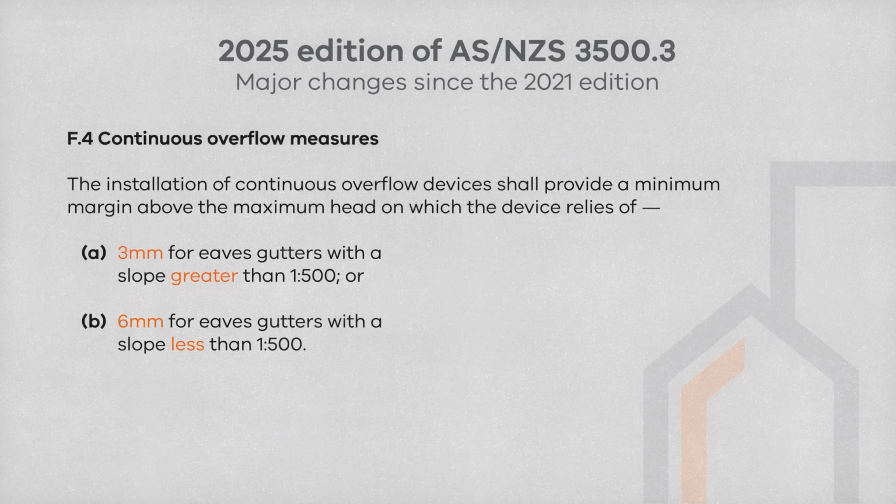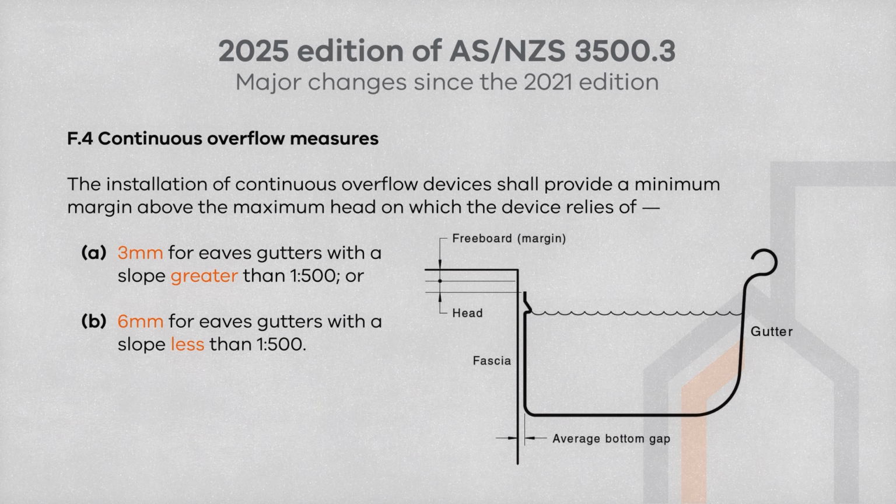Another general requirement to note here, regardless of which overflow measure you select, is the need for a freeboard margin above the maximum head of water in the gutter.